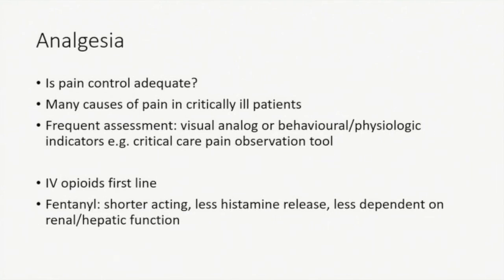Things like a visual analog scale or other behavioral indicators like the Critical Care Pain Observation Tool can be used to assess patients. Although there are many medications we can use for pain control, usually in the ICU, IV opioids are first line, and very commonly we use fentanyl. It's fairly short acting, has less histamine release compared to other forms of therapy, and is less dependent on renal or hepatic function compared to, say, morphine.